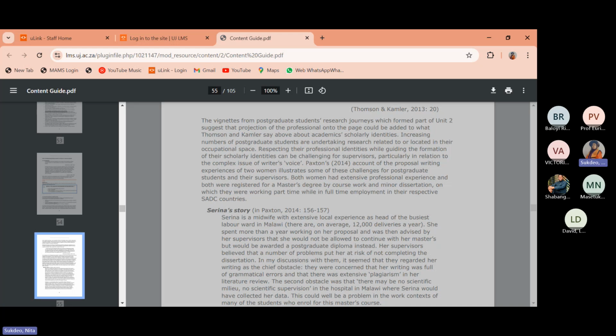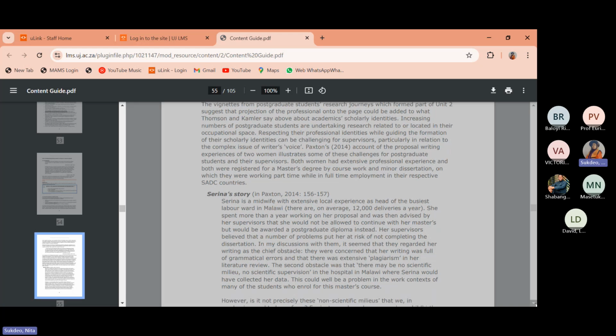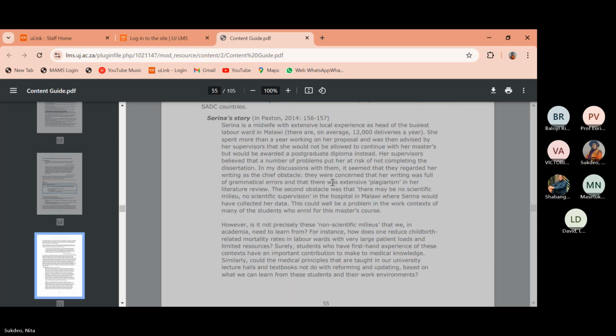So we are looking at page 55, Serena's story. Serena is a midwife with extensive local experience as head of the busiest labor ward in Malawi. There's an average of 12,000 deliveries a year. She spent more than a year working on her proposal and was then advised by her supervisor that she would not be allowed to continue with her master's, but would be awarded a postgraduate diploma instead. Her supervisors believed that a number of problems put her at risk of not completing the dissertation.